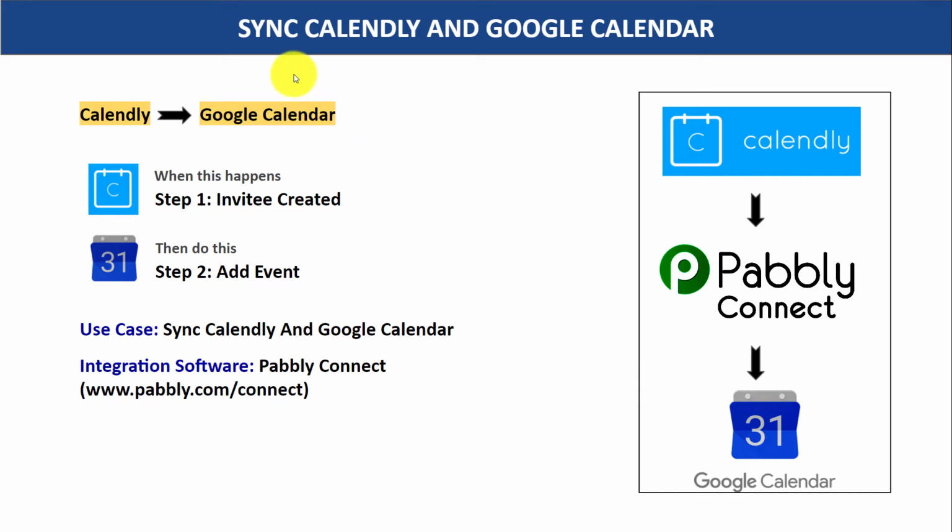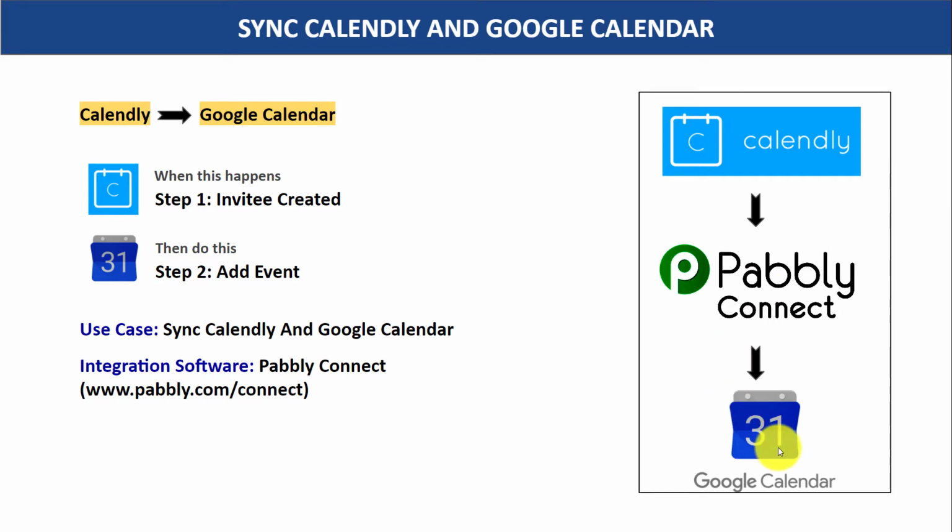Hello everyone. So in this video we will learn how to sync Calendly and Google Calendar. So imagine this, you have scheduled an event in Calendly, let's say chemistry class, and every time an invitee is created for this chemistry class you want to schedule an event in Google Calendar also.